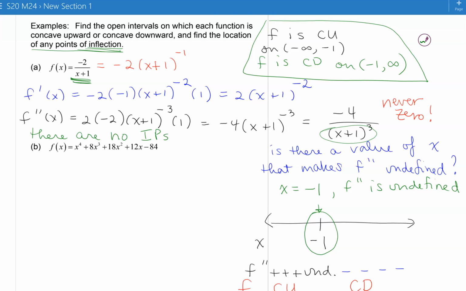Okay, so I'm going to start another movie to do the next example, so we're not rushed.